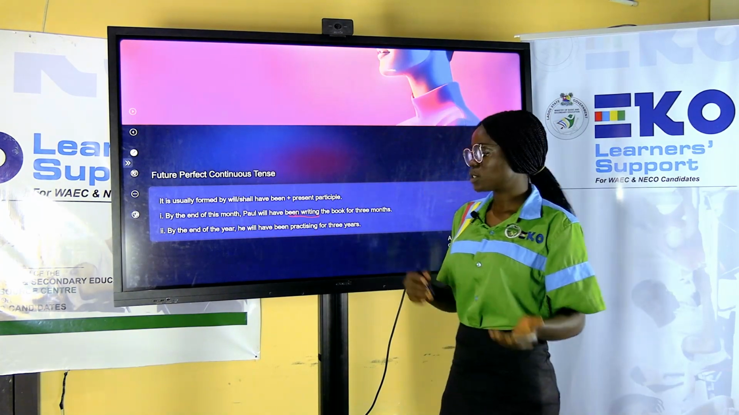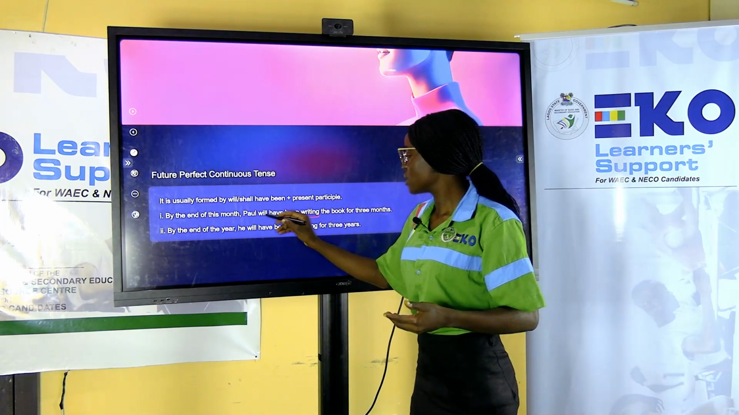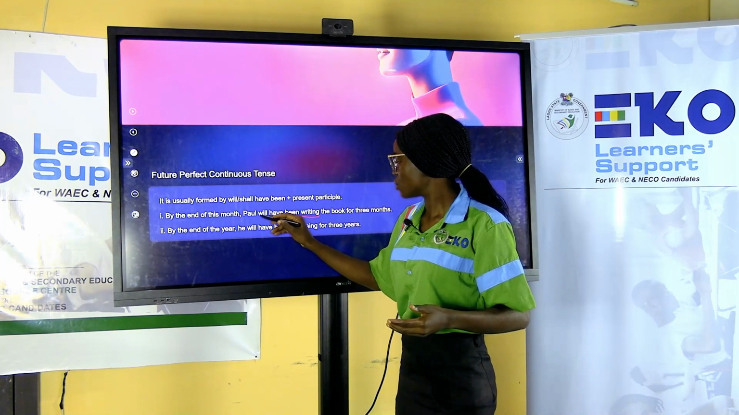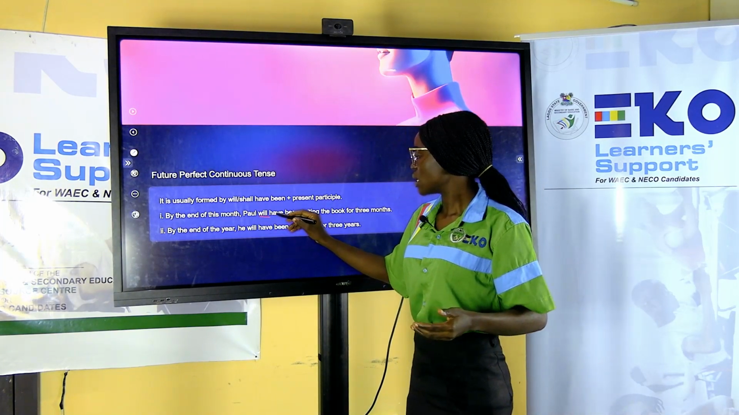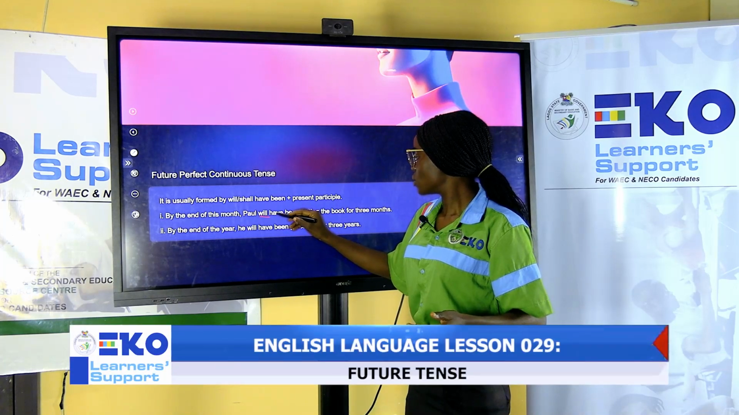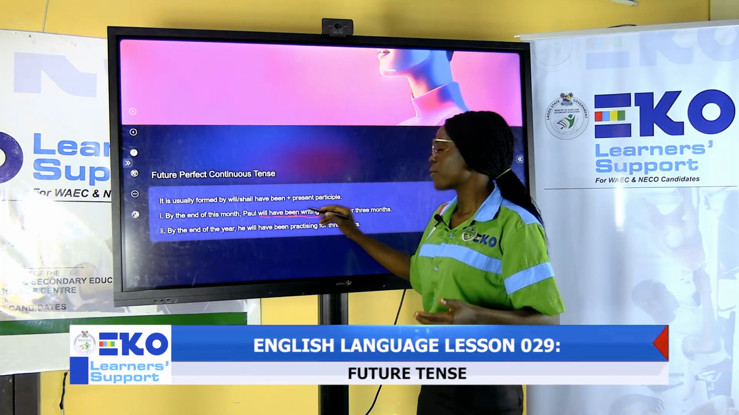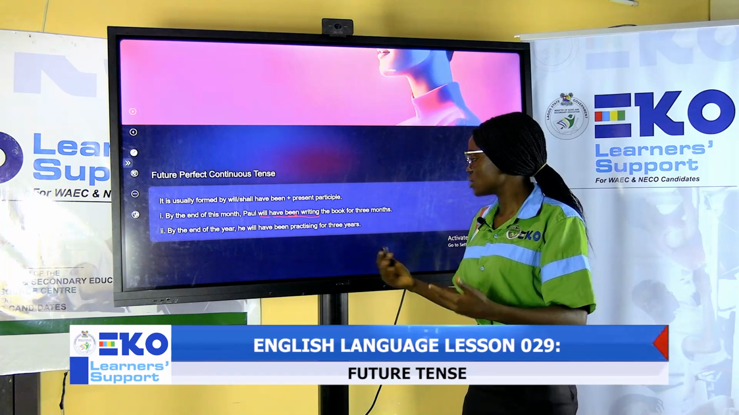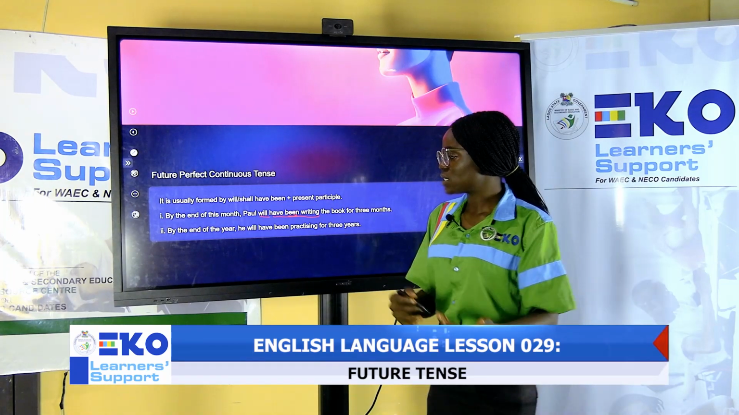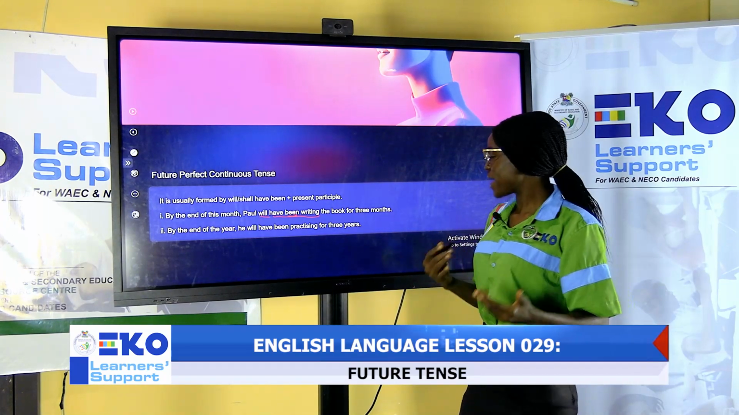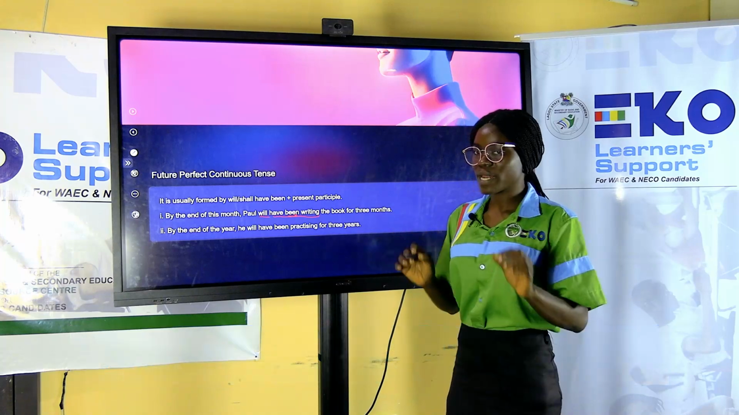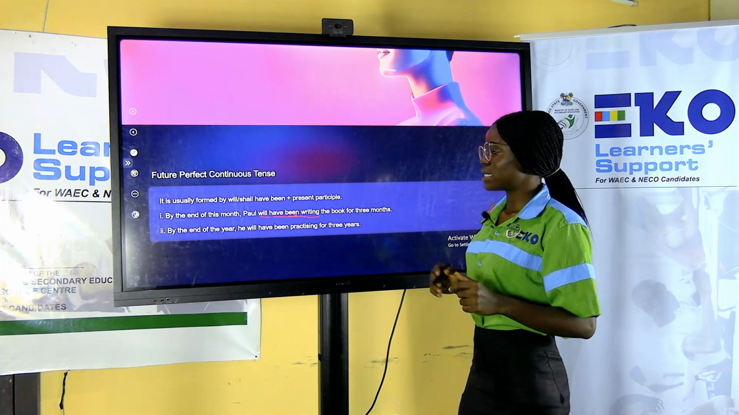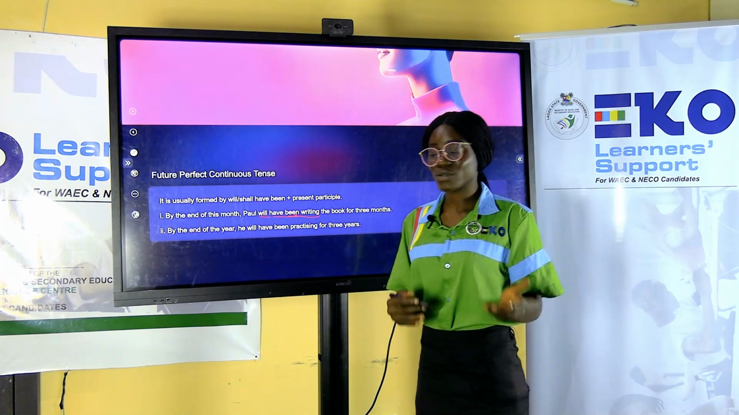By the end of this month, Paul will have, this is indicating future, will. Then perfect continuous, have been writing. It means continuous. By the end of this month, Paul will have been writing the book for 3 months. That is an example of future perfect continuous tense.